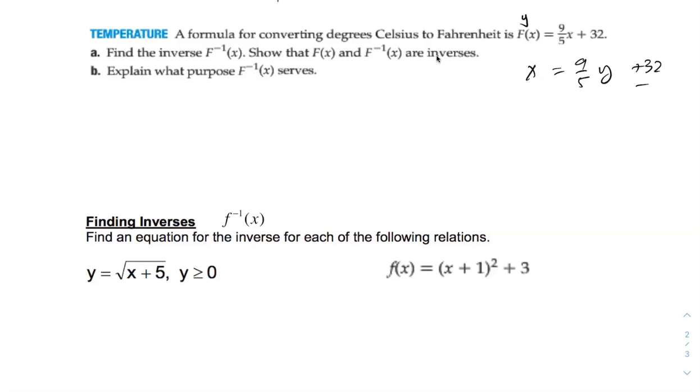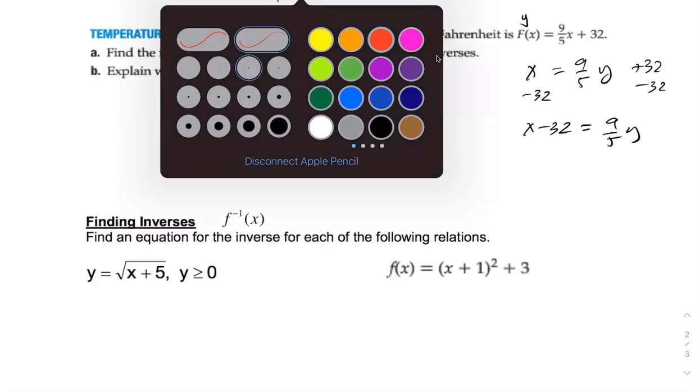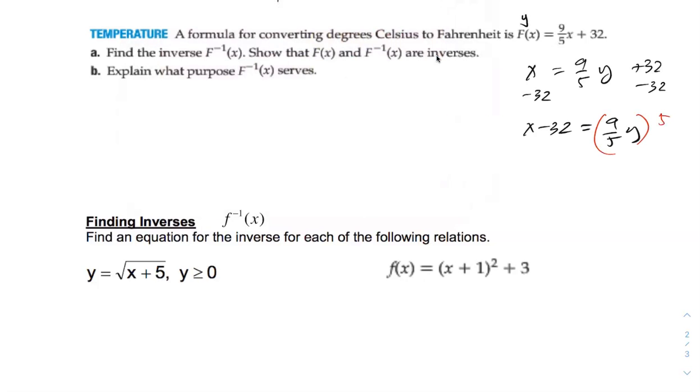So subtract 32. x minus 32 equals 9/5 y. Then I'm going to multiply by 5/9, so I can get rid of that fraction. So multiply by the reciprocal. And I'm going to leave it like that. 5/9 times x minus 32 equals f inverse, also known as Celsius. Like that. Now they want me to show they're inverses of each other.